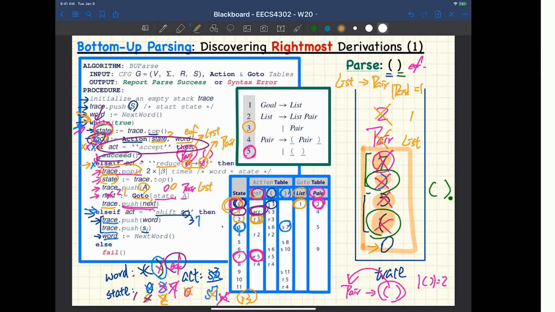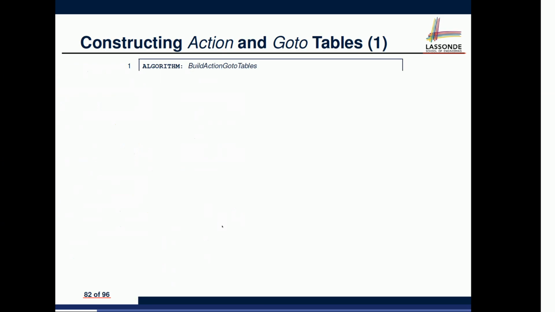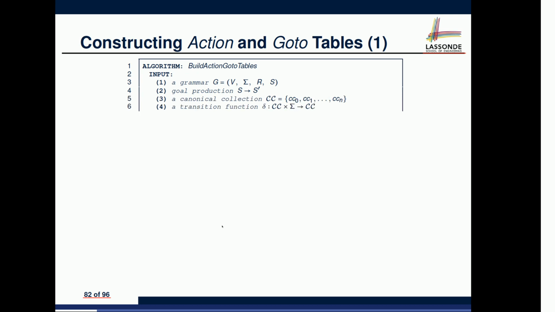Again, it's an algorithm, so I will just show you a few entries. You can do the rest as an exercise. The way to fill out the table, you can think about getting the complete set of inputs. You've got your grammar, you've got your Go production, you've got your canonical collection. Let's assume you have calculated it already. And also you've got a transition function, so you can think about number 3 and number 4. These are the two outputs from building the canonical collection. And now the output will be the action and go-to tables.